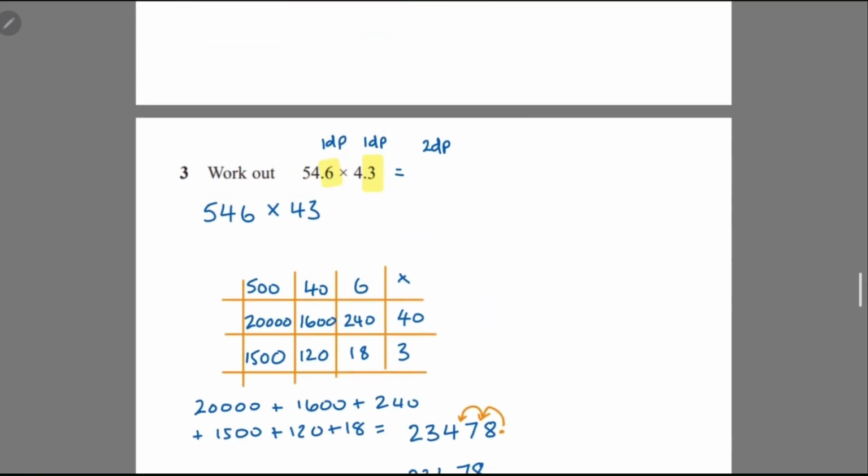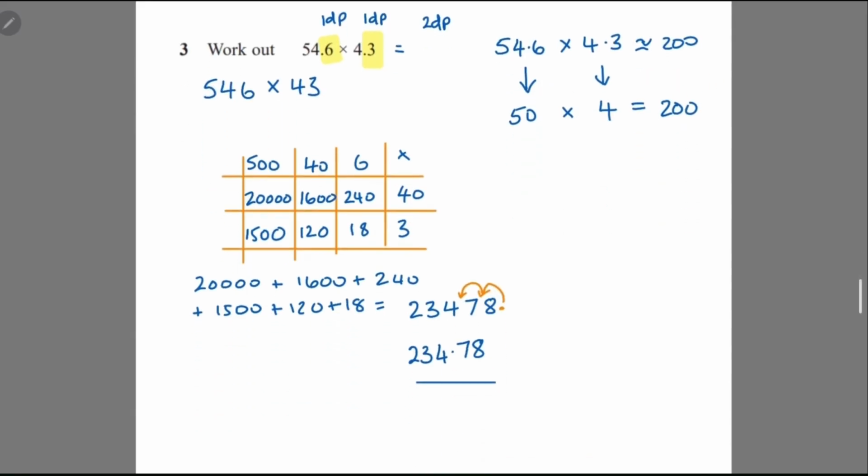If we go back to the question we started with, 54.6 times 4.3, we can do an estimate. 54 is approximately around 50, and this one to one significant figure is 4. If we multiply 50 and 4, our answer should be around 200. So we're saying the answer to this should be in the 200s. If we start with the digits we've got, let's see where we could possibly place the decimal point.